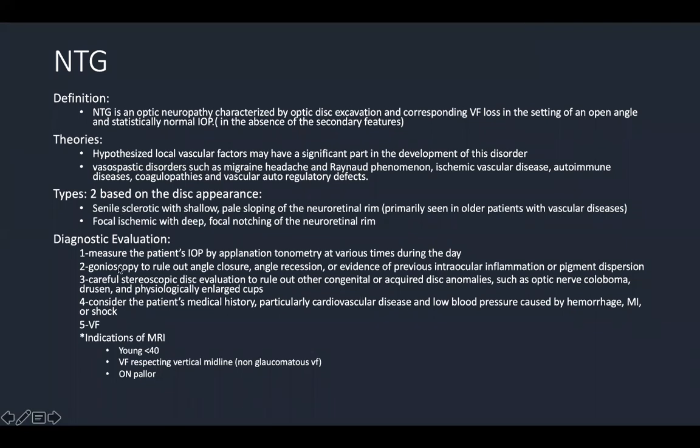And the evaluation, you mentioned everything perfectly: the IOP examination, gonioscopy. You have to stress on ruling out other causes, like findings of trauma, findings of previous inflammation, and evaluation of the disc, ruling out pallor, for example. And regarding imaging, you might be more keen to do MRI if the patient is younger than 40, if the visual field is going with the vertical midline, or there is some suspicious optic nerve pallor.